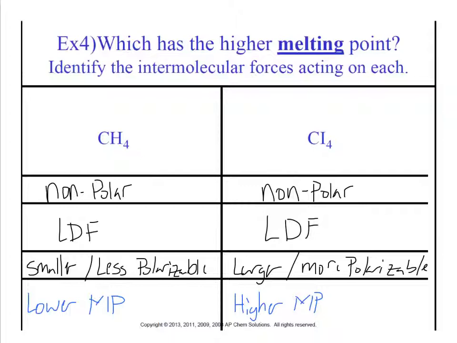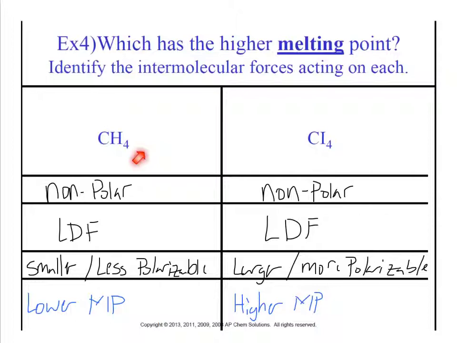Both of them are going to be nonpolar. They're going to be tetrahedral shapes, and they're going to be symmetrical tetrahedral shapes, which means there's going to be no pulling of electrons to one side or the other. And as a result of both being nonpolar, both are going to have only London dispersion forces acting on them. So now we need to compare size. And so methane is smaller, which means it's going to be less polarizable than carbon tetraiodide, which is larger, more polarizable. As a result, then, carbon tetraiodide is going to have the higher melting point than methane. And it's because it's got London dispersion forces that are going to be slightly stronger than methane's.